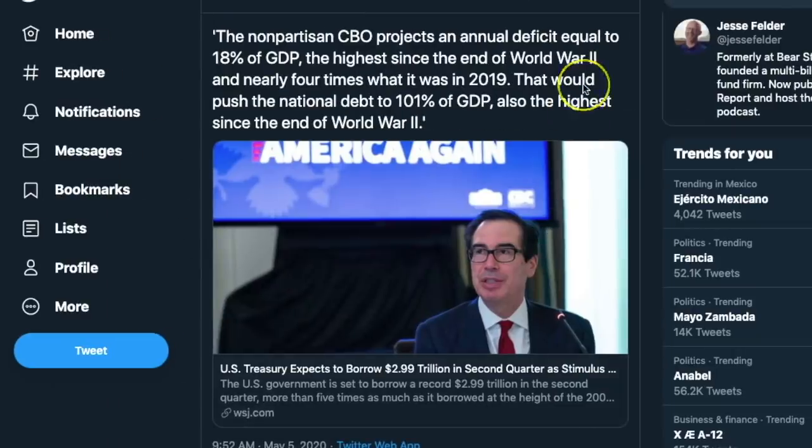We have also one other thing that I want to share with you before we get back into the charts, and that is that currently the projections for the annual deficit are equal to 18% of the GDP. Now I ask you, what happens if the GDP shrinks? Think about that. The highest since the end of World War II and nearly 4 times what it was in 2019. That pushes the national debt to 101% of GDP. Again, if GDP falls, what happens to that national debt level? Also the highest since the end of World War II. The U.S. Treasury expects to borrow $3 trillion in the second quarter. Deficits.